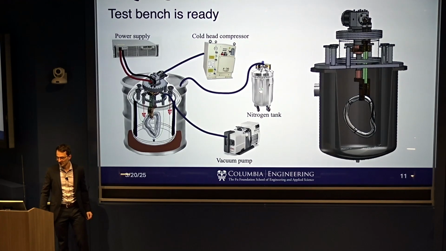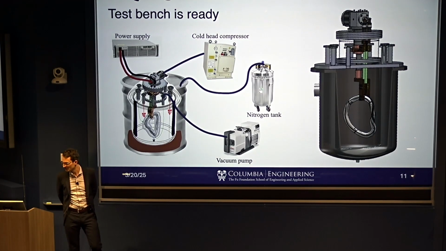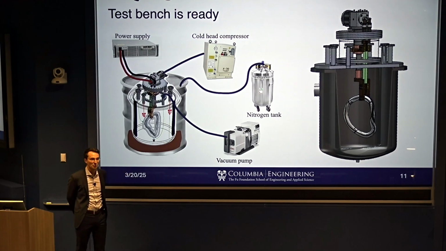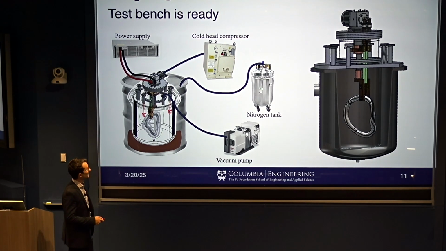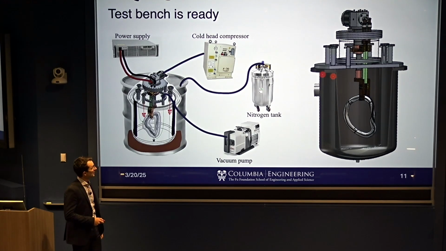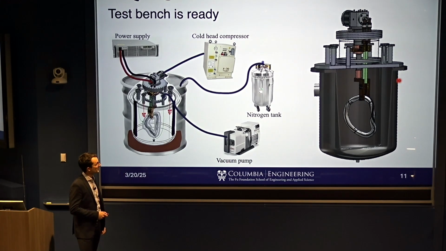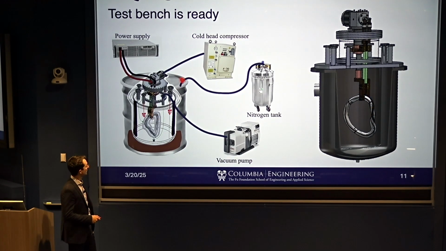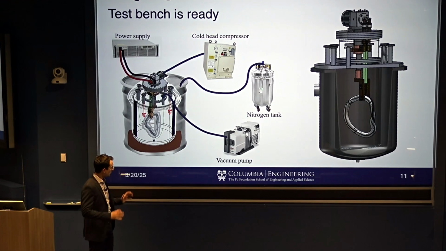This is what the engineering team has been up to in the recent year, building a test bench for the very first 3D coil that we have wound in the lab. Very quickly, the idea is to have a big tank, a vacuum tank, in which you have a coil connected both electrically to a power supply and to the cold head that cools it down to cryogenic temperature. And then all of this is in a barrel surrounded by liquid nitrogen to keep it as cold as possible. So all of this is ready.